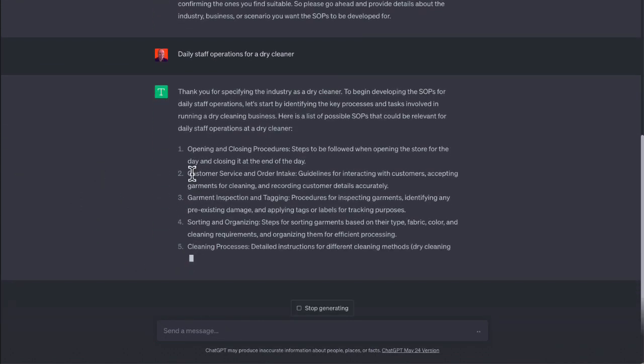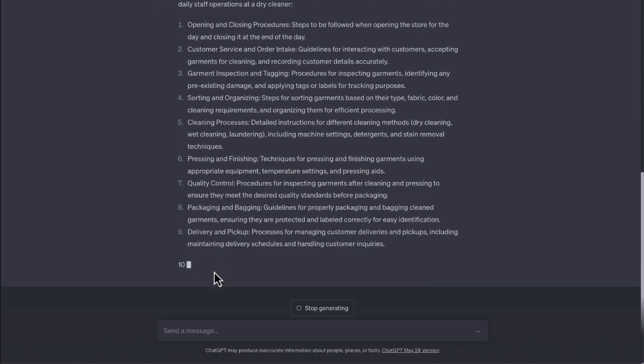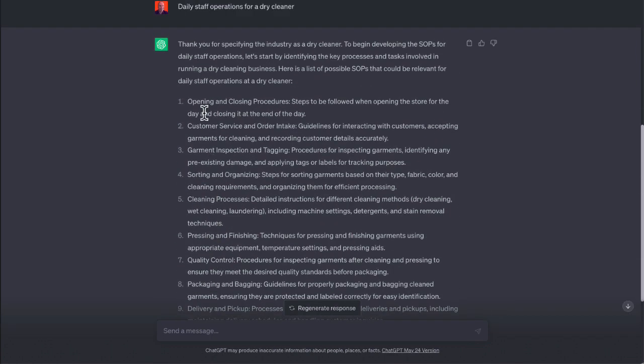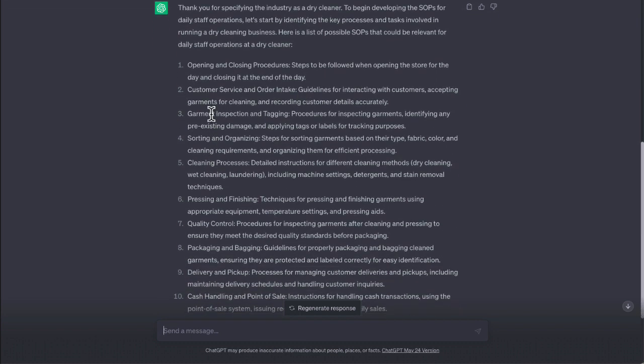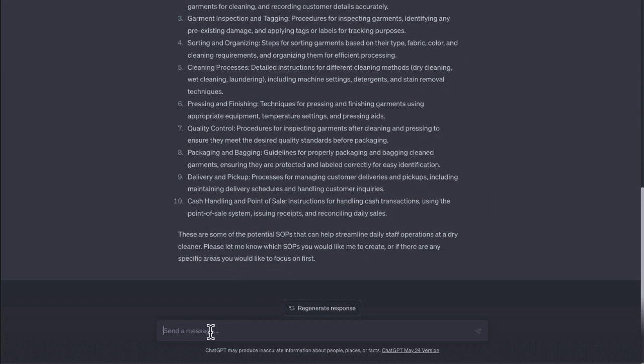Okay, and now it's giving me a list of possible scenarios or possible SOPs: opening and closing procedures, customer service and order intake, garment inspection. And I'm going to say, as I haven't read the whole list, but wow, you're amazing. It's always nice to compliment it, right? I'd like to create all of these.